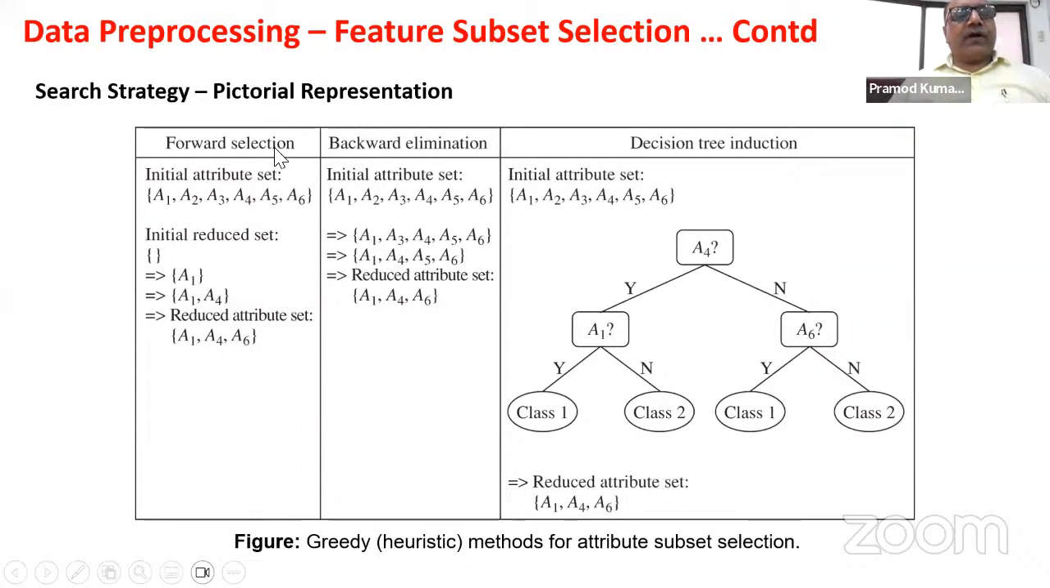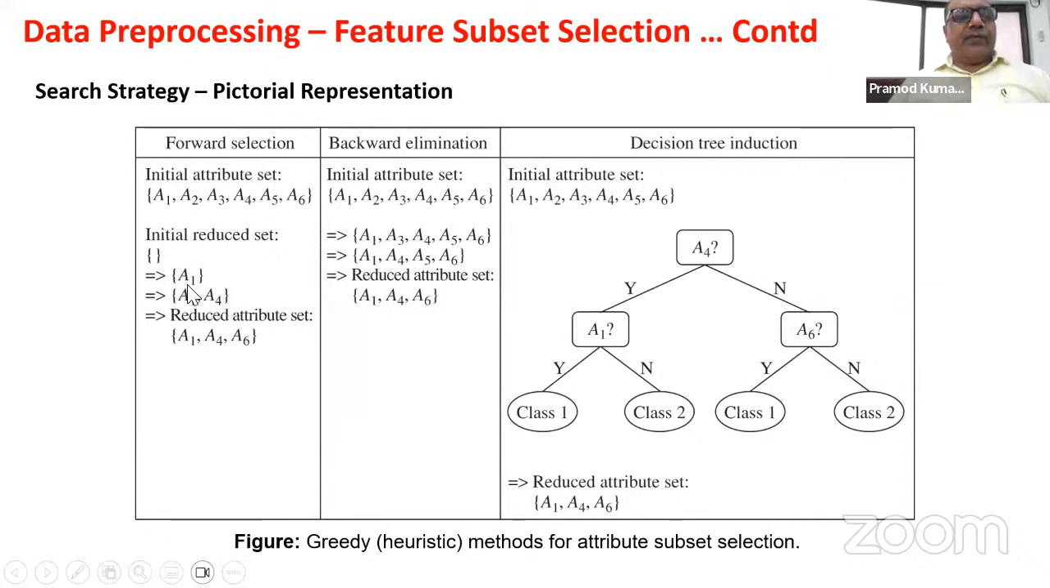So what will the forward selection do? It will start with the empty set, I mean, no attribute is there. And then it will see which attribute is the best one. So among these, the A1 attribute is the best one. So A1 will be considered. And then we will evaluate the quality of this attribute subset. Then after that, suppose the next best is the A4.